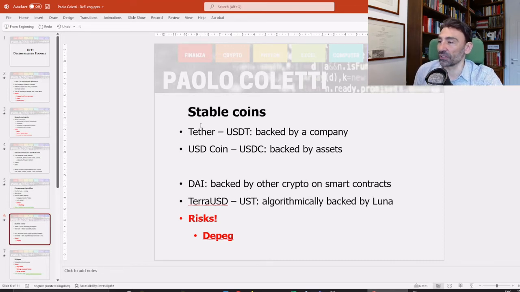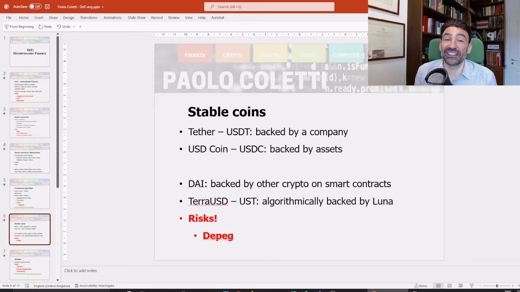The most famous one is Tether. Its acronym is USDT, US dollar Tether. It's backed by a company controlled by Bitfinex, one of the main exchanges. What does it mean? It means that this exchange guarantees that whenever you arrive with one Tether, they will give you back $1. So they guarantee. So we are in the hands of this exchange.